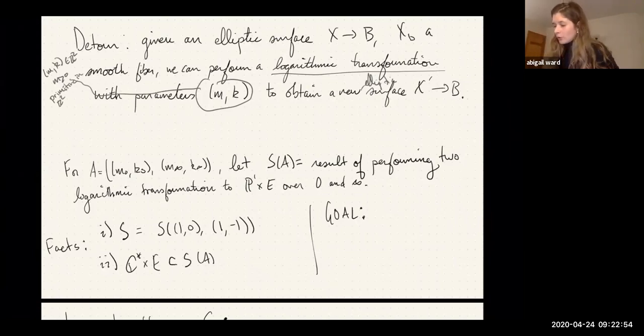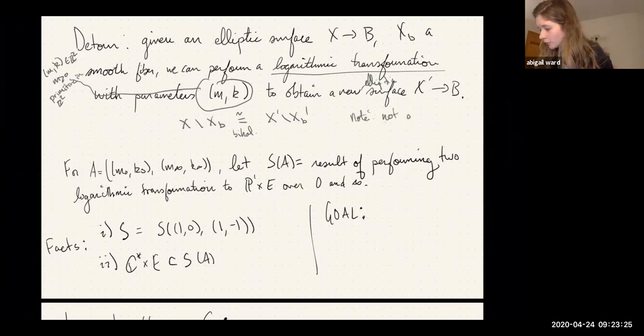Okay, so you get a new elliptic surface, X prime, also fibering over B, and then the key fact is that these two things have the property that away from these fibers, there's a biholomorphism from X minus X_b to X prime minus X_b prime, so biholomorphism. But this is not a birational move.